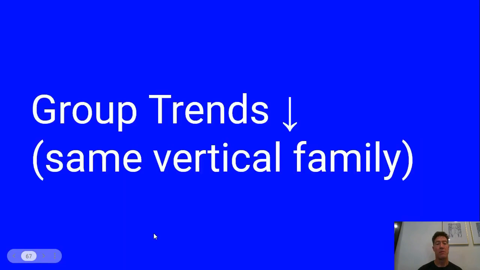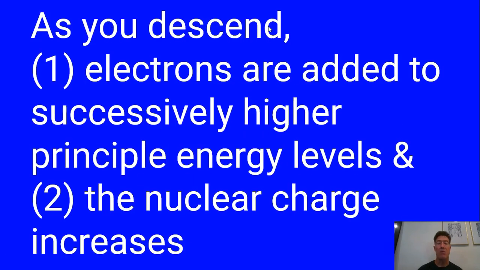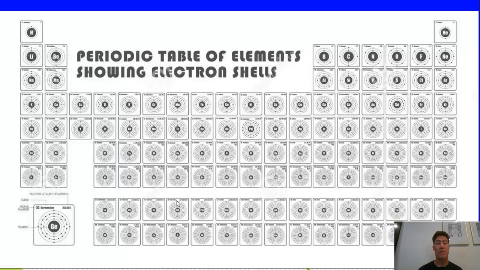Why does that happen? Well, as we go down the successive periods, we are adding electrons to higher principal energy levels. So we're adding energy shells, energy clouds. Each row has another energy level added to it. But at the same time, we are also increasing the number of protons and neutrons in the nucleus. So two things are happening. We're adding shells and we're adding protons, and they work in opposite directions. So here's showing how we add shells.